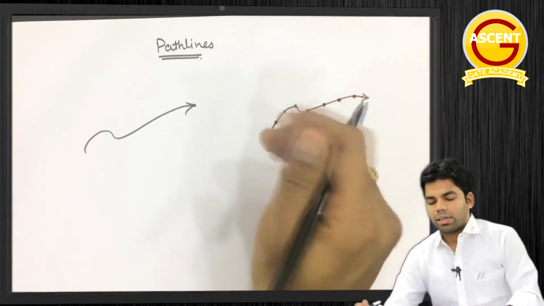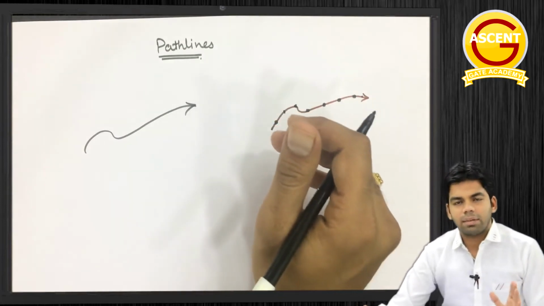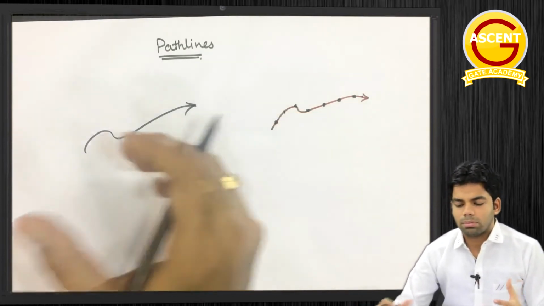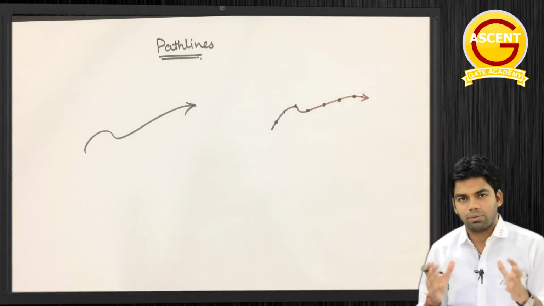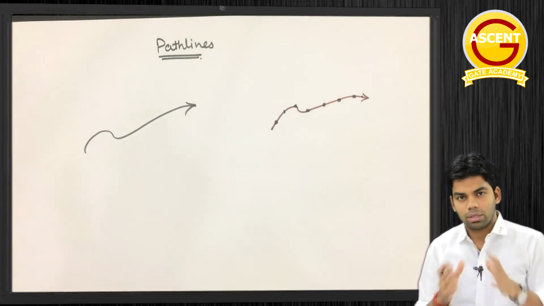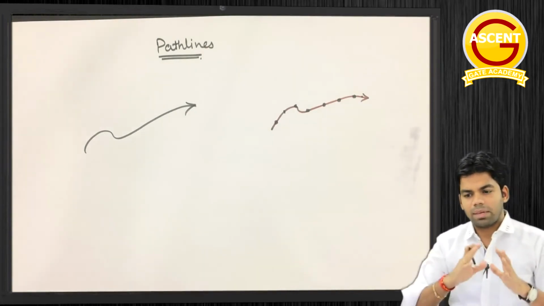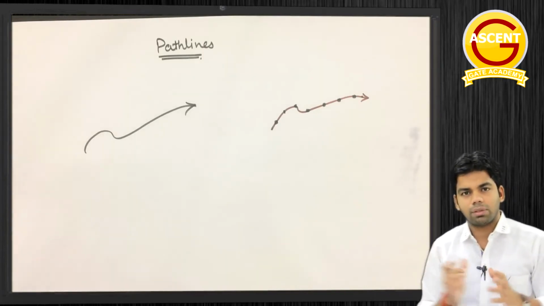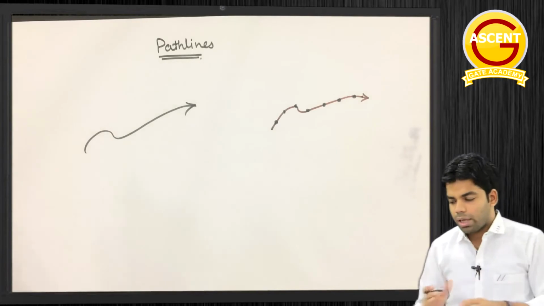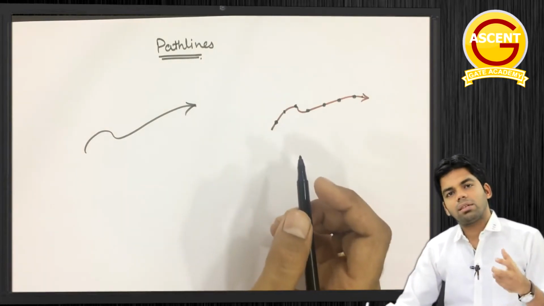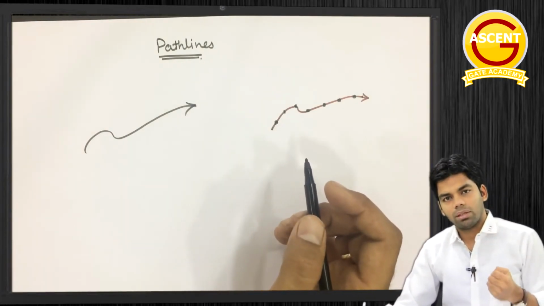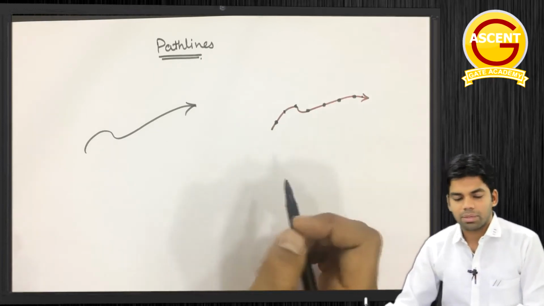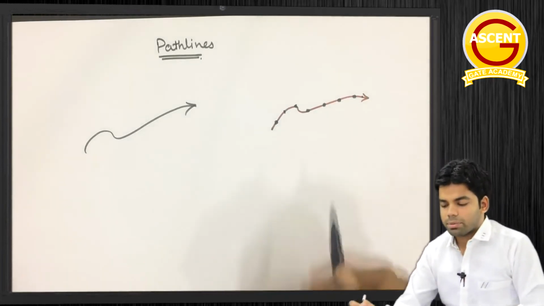Getting this or not? Getting the difference between streamline and path line? Streamline means tracing of the complete mass, the bulk mass of the fluid. Streamlines give you the flow of discharge, the direction of flow of the bulk mass. And path line means when you are tracing the motion of an individual particle, then it becomes a path line. This is the difference between streamline and path line.